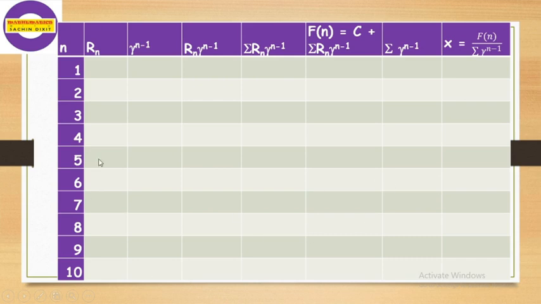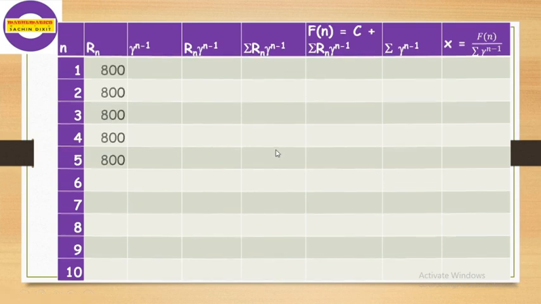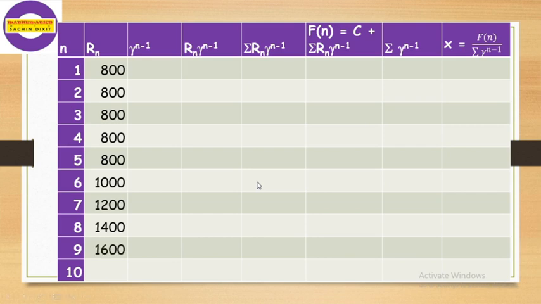We have to prepare this table for 10 years. When this average cost starts to increase, we have to stop our calculations. It is given that for the first 5 years, for machine A, the running cost is rupees 800 per year. After that, each year rupees 200 is to be added. That means for the 6th year it will be 1000, 7th year 1200, 8th year 1400, 9th year 1600, and 10th year 1800.